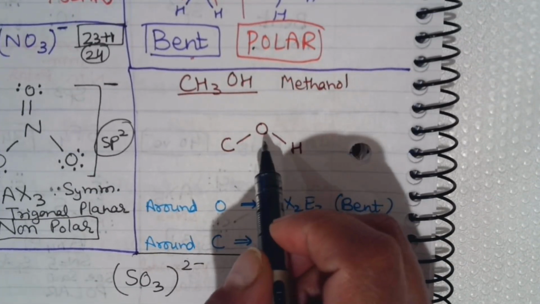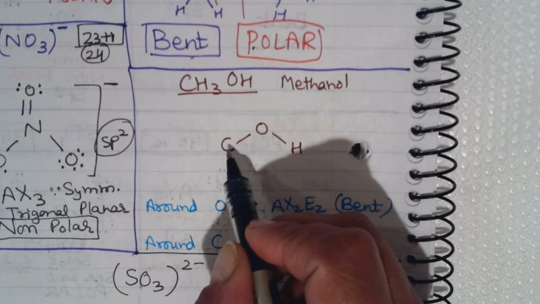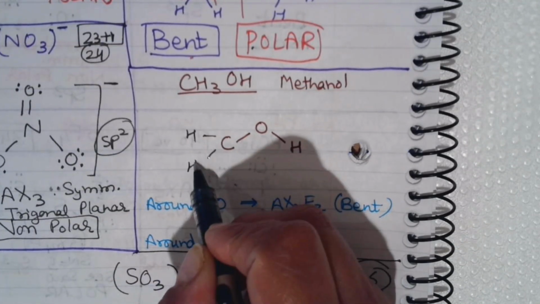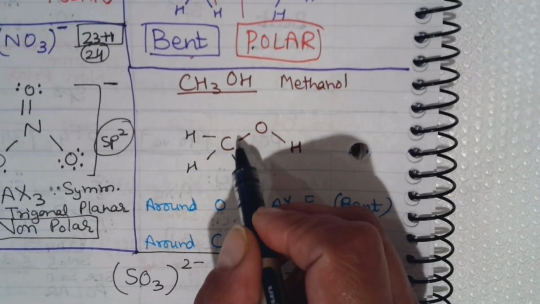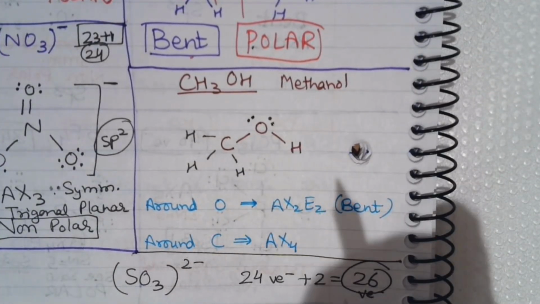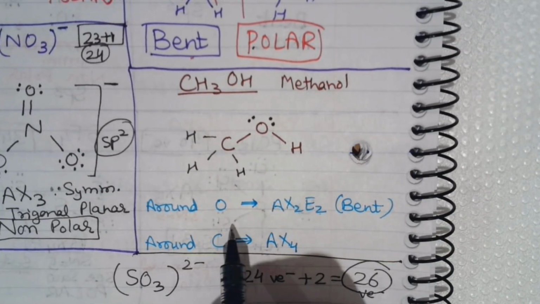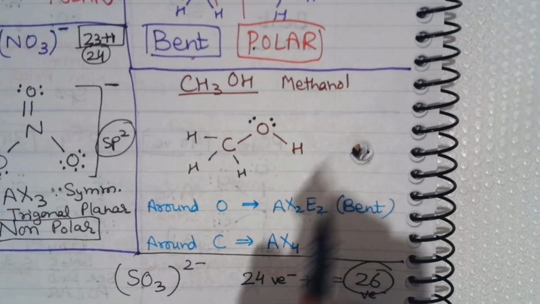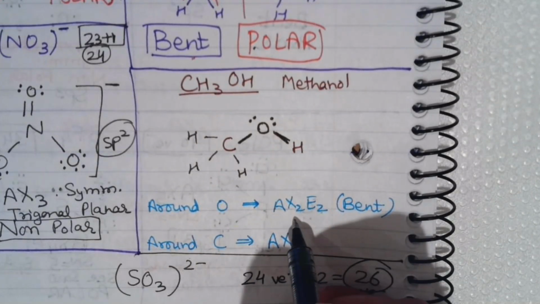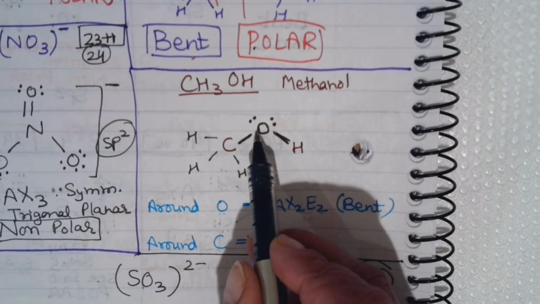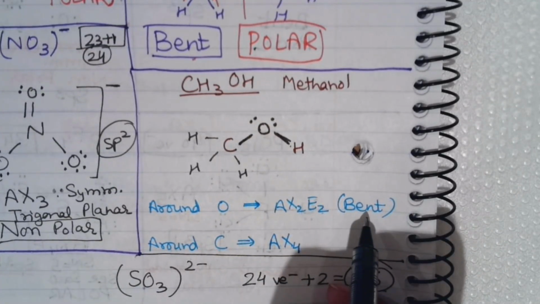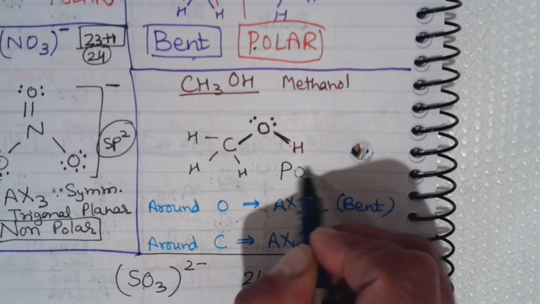If you draw the structure of methanol, it looks like this. We have 3 hydrogens bonded to the carbon like this. Carbon always likes to make 4 bonds, right? And then there are 2 lone pairs on the oxygen, right? So around oxygen, the formula would be AX2E2. Just look at the oxygen. This oxygen is AX2E2, right? It is bonded to 1 carbon and 1 hydrogen, and there are 2 lone pairs. So this shape is bent, right? So this is a polar molecule.